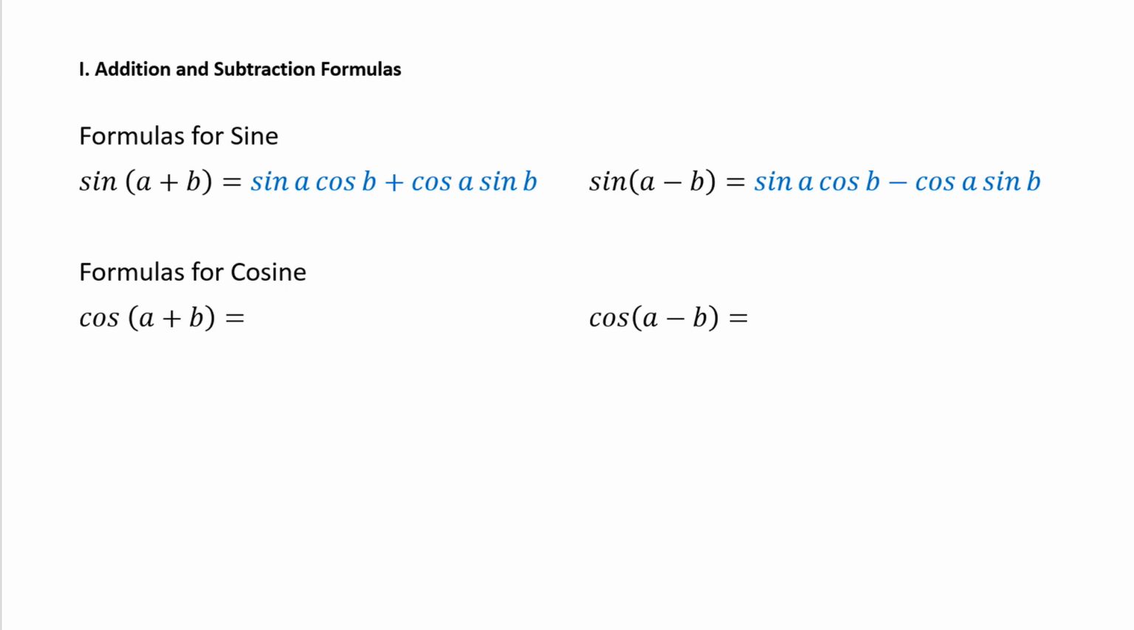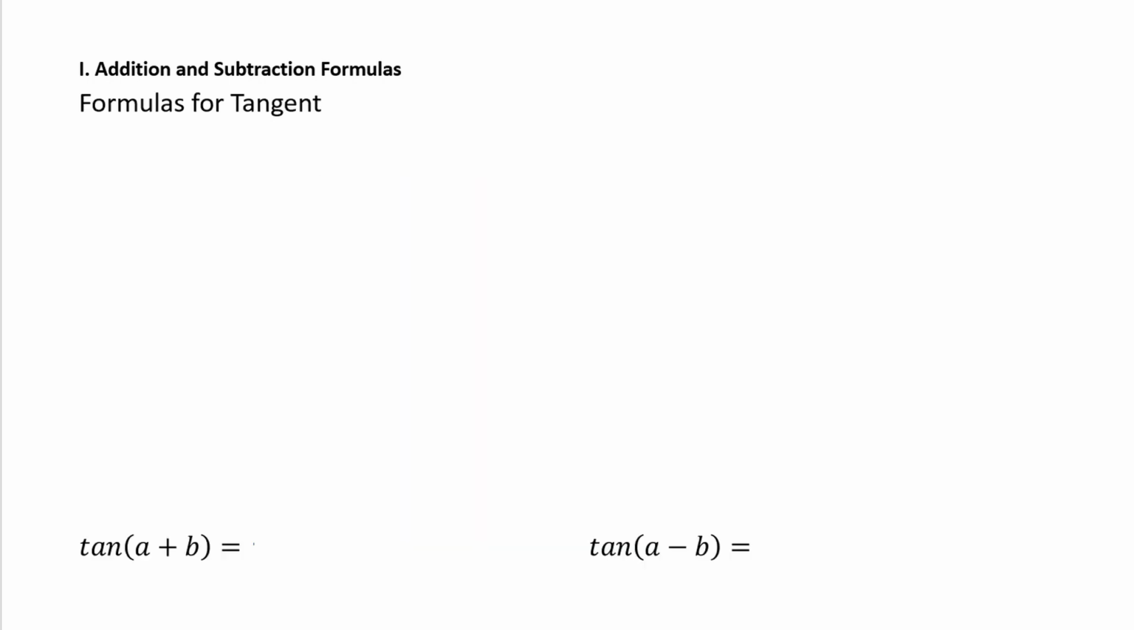Now, for the formulas for the cosine. The cosine of A plus B quantity is equal to cosine A cosine B minus sine A sine B, and the cosine of the quantity A minus B is equal to cosine A cosine B plus sine A sine B. Formulas for the tangent. Let's derive them. So we'll start with the tangent of A plus B.